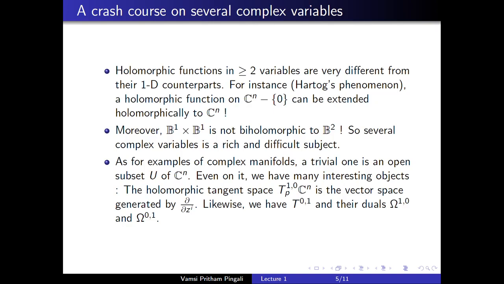Alright, so the dual of T01 is Ω01, namely complex forms generated by dz bar. Basically, if you take R2n and take its tangent space and complexify it, that is, you take complex vector fields, these things are a subspace of that space. Likewise, this is also a subspace of complex vector fields. Complex tangent space, that is.